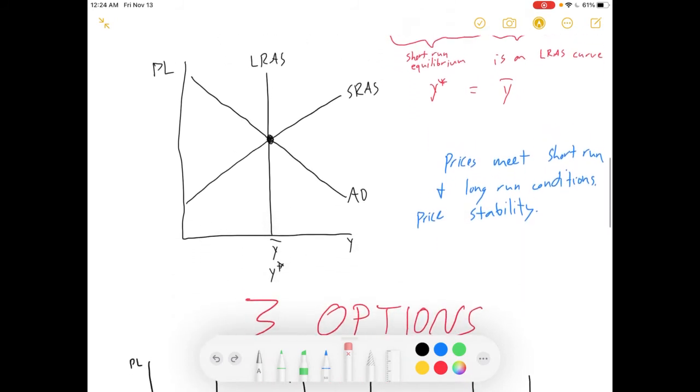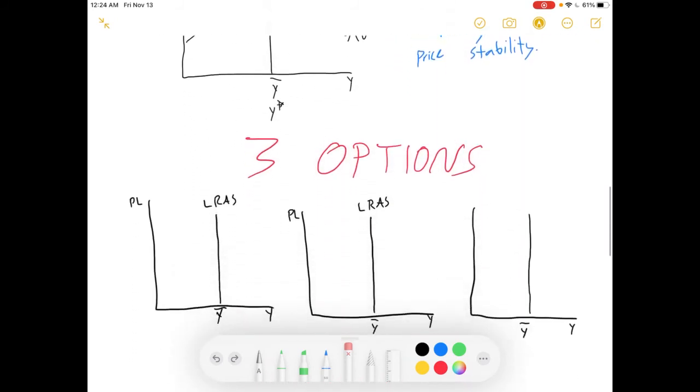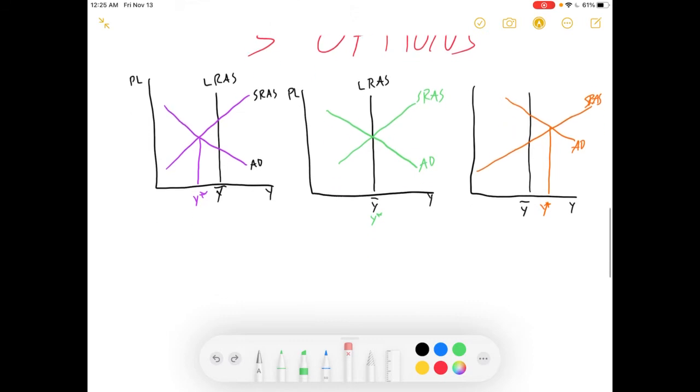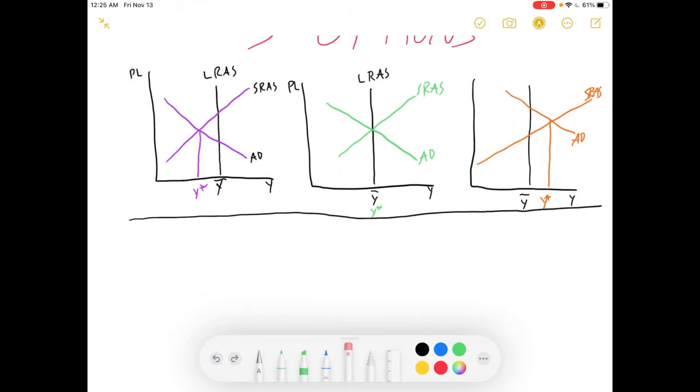Now, we have three options though, because we're not always in equilibrium. We could have the x be to the left of potential GDP. We can have the x on potential GDP, or we can have the x to the right of potential GDP. Those are our three basic options. No matter how you draw the graph, it has to look like one of these. And let's analyze a little bit of what these things mean.